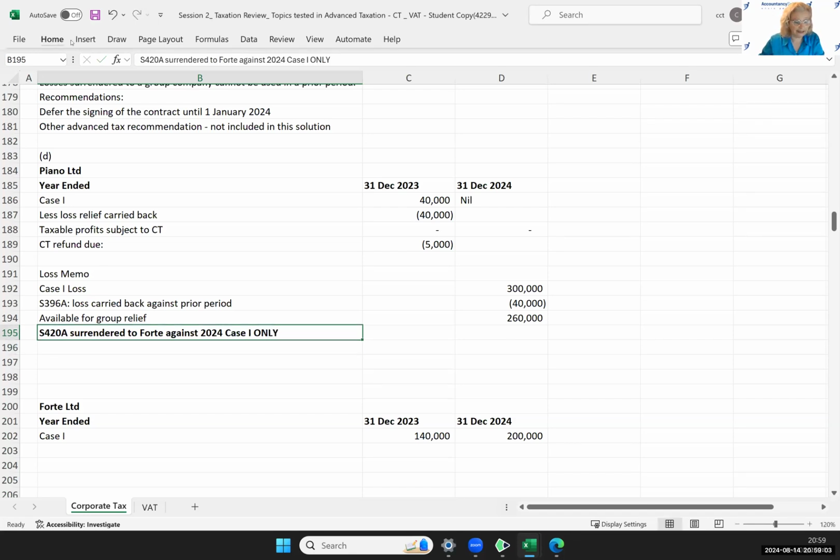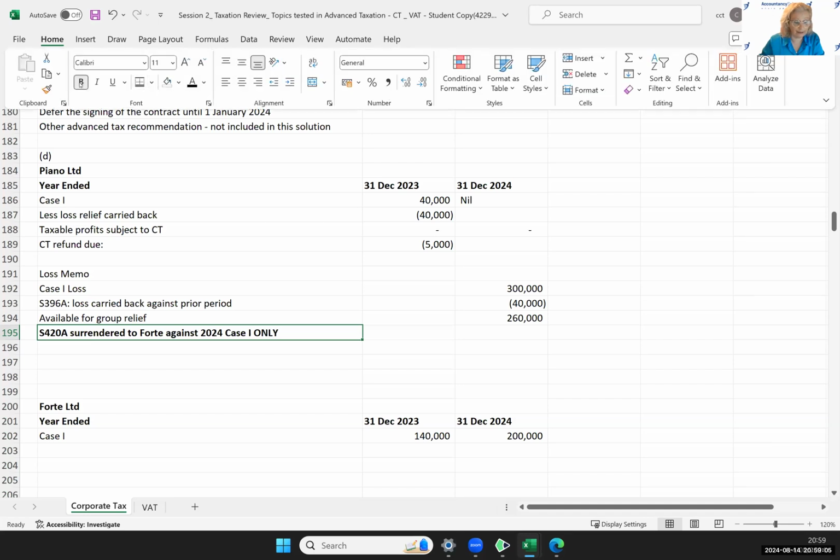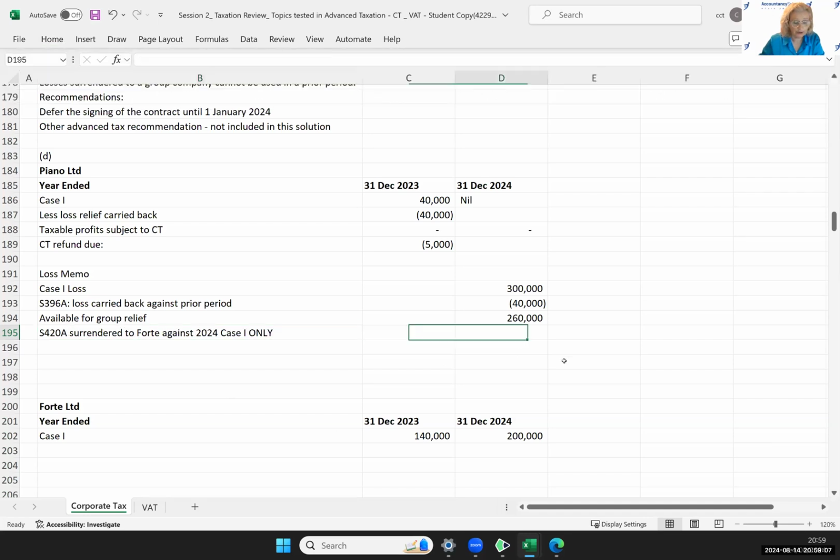So I'm putting into the note here, I'm applying the rule. This is the rule: you can only surrender it to the same period. It can't go back, right? I'm still asked to do the computation for the preceding year, but I can't take those losses back. So how much losses are we going to give Forte? We're going to take 200,000.